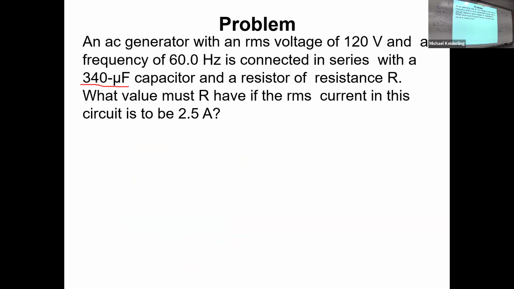So here we have an AC generator with a root mean square voltage of 120 volts and a frequency of 60 hertz connected in series with a 340 microfarad capacitor and a resistor with resistance R. What value must R have if the root mean square current in this circuit is to be 2.5 amps?